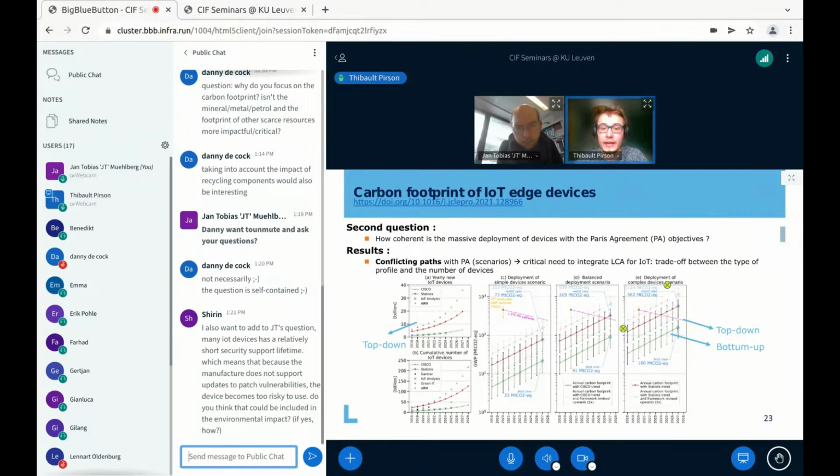But maybe other people have things to add. So there are the two questions by Danny that I want to read out. He's asking why carbon footprint is a good measure, and how do we consider the impact of certain mineral uses of indicators that are more related to land use of the production of IoT components, and to what extent we can take recycling into account? Do you have opinions on that?